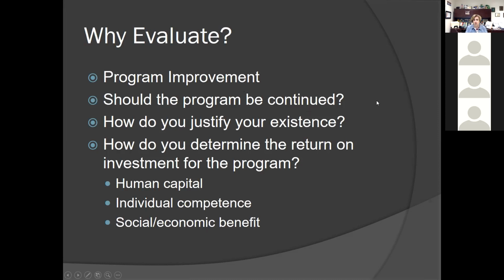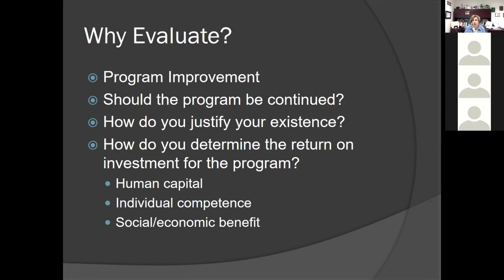Should the program be continued? This is another thing we want to look at. If we've done a program for 15 years and you're getting less and less participation in that event, then it's probably time to look at, should this program be continued? Is it beneficial? And you could do that through an evaluation.